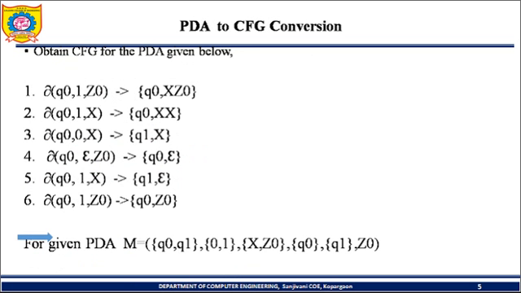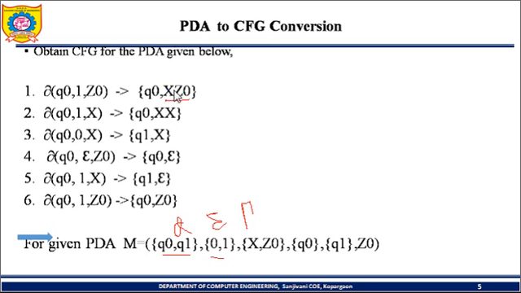Here we obtain the CFG for the given PDA, and 6 productions are given for the PDA. That is nothing but 6 delta transitions. So here Q0 and Q1 are the states. 1 and 0 are the input alphabet, and X, Z0 are the stack symbols. So for the given PDA, M is equal to Q0, Q1 as the states; input alphabets are 0, 1; and the stack symbols are X, Z0.